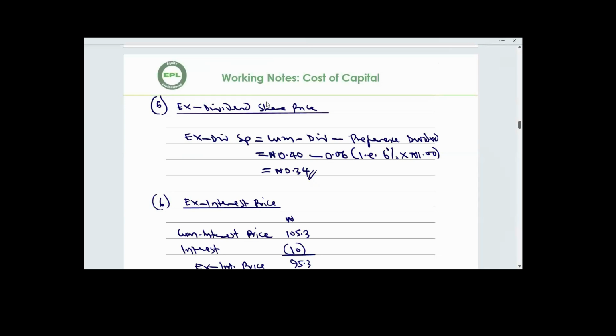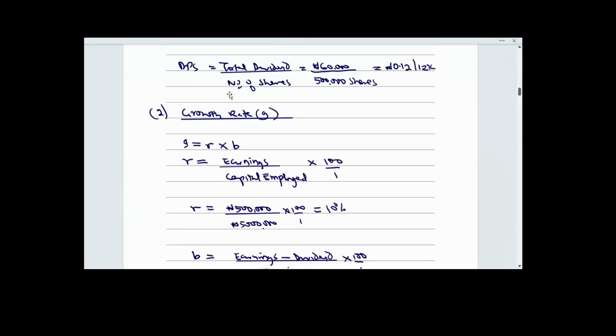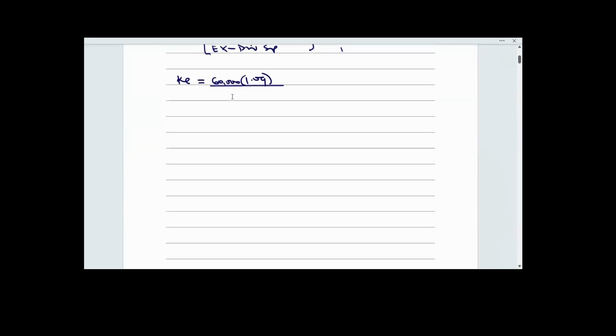Yes, thank you. All right. So we can then move on to calculate our cost of equity. Now we have done the working that we need. So I can then say the total market value of equity is 525,000.